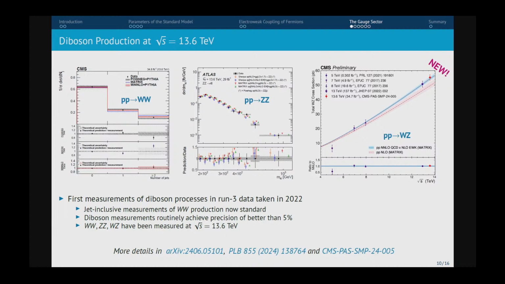Another thing I want to highlight is that the theory predictions we have for this, in this lower part, we have a theory prediction at next to leading order, interfaced to parton showers, and this is indeed also the prediction that agrees best with the data. These measurements now routinely achieve a precision of 5% or better. And the latest addition to this is this measurement of WZ production by CMS that was presented for the first time in the parallels here.